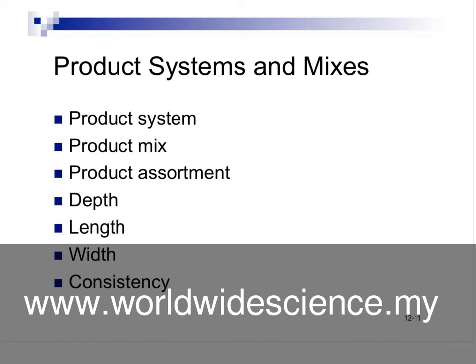So showing your product mix, which is the set of all the products, how many items do you have there? The depth of a product mix refers to how many variants are offered of each product in the line. And consistency refers to how closely related the various product lines are in end use, production requirements, distribution channels, or some other way. So these are some of the terms.